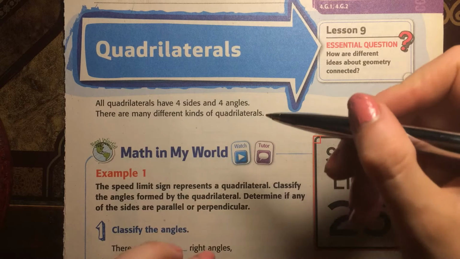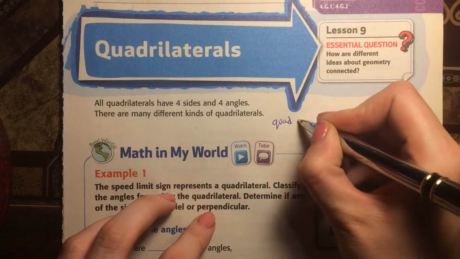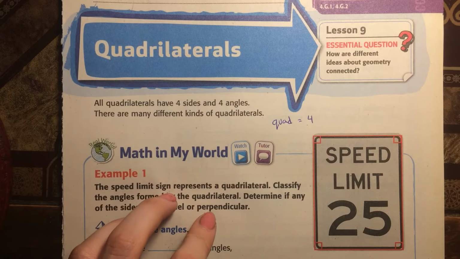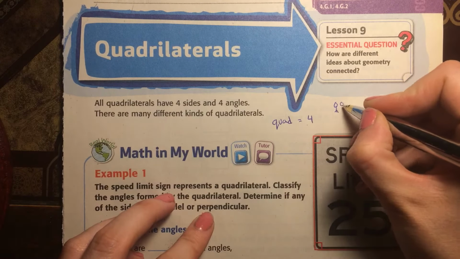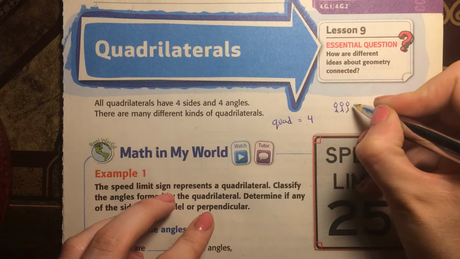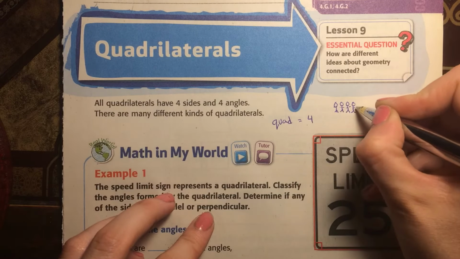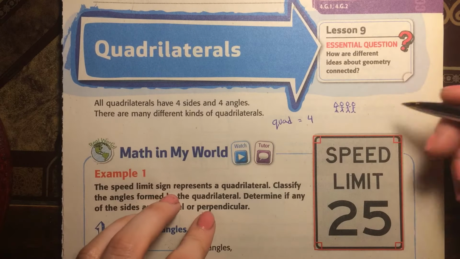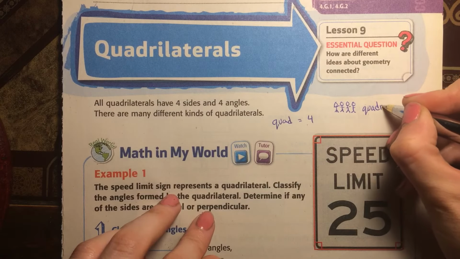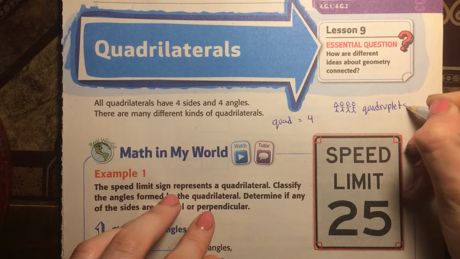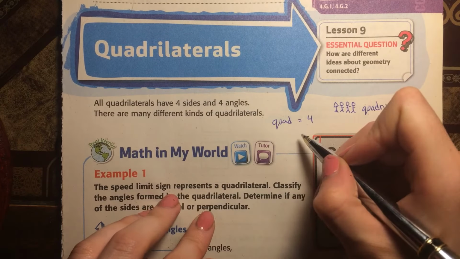So when we see this word, quad means 4. Quad means 4. If you've ever heard of the word quadruplets, that means kind of like twins, but when 4 kids are born at the same time, 4 babies are born at the same time. Quadruplets. Are there any other words you can think of that have quad in them?